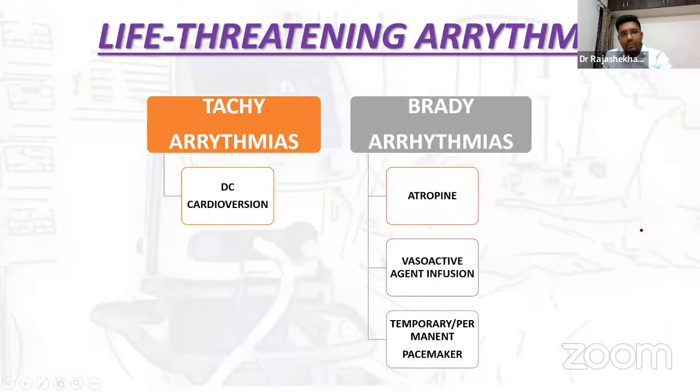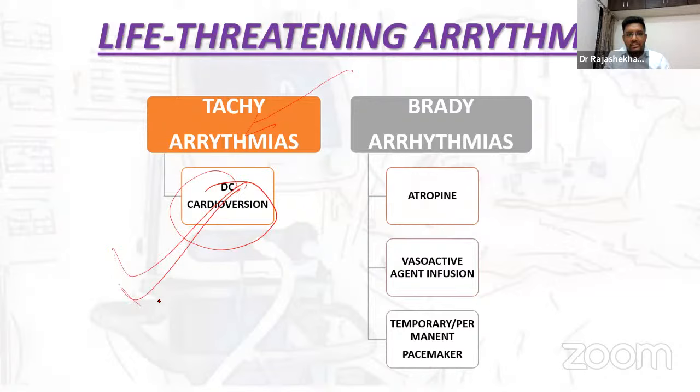And a life-threatening arrhythmia. If the patient has a life-threatening tachyarrhythmia, the first thing you do is a DC cardioversion. Very, very important thing. All the undergraduates in their internship in the medicine casualty should learn to do a DC cardioversion.